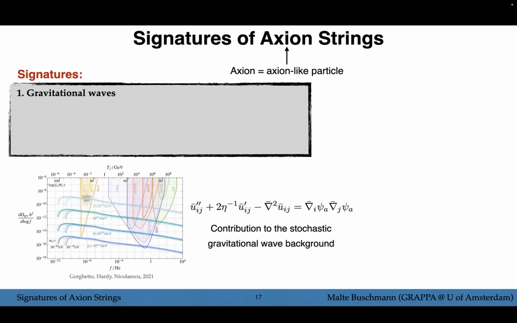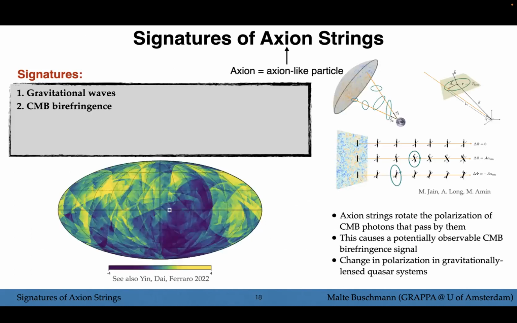Similarly, CMB birefringence. In the last couple of talks, we've already heard that a little bit as well. Axions can rotate the polarization of CMB photons. So if you have axion strings, it's a very striking signature that you expect. And it's a potentially observable signature as well.